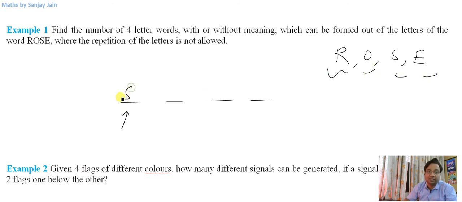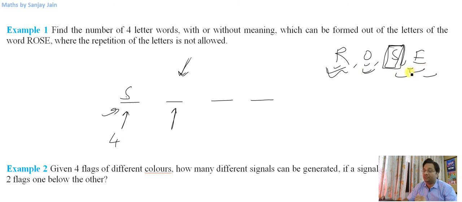Let us say I put S. So at this place now, if I put S at the first place, now I've got 3 letters remaining here. So if I want to fill this place here, how many options do I have? When I was filling this place, I had 4 options, right? But now that I am filling this place here, how many options do I have with me? Let us say first place is filled with this letter S. So I've got only 3 options left.